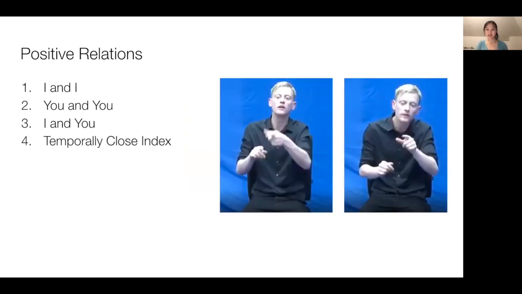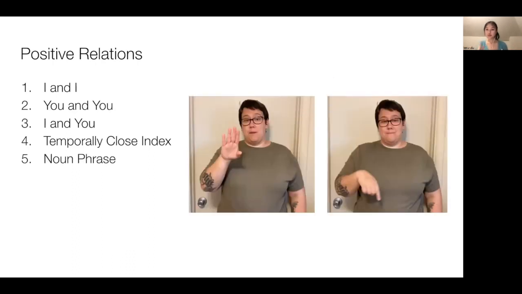Temporally closed index, where the two signs are indexing signs produced by the same signer and they have less than 10 signs between them. Noun phrase, this is when an indexing sign has no other indexing signs within the previous 10 signs, and then this is indicated as maybe coreferent to the temporally closest previous sign, that is a sign that is not a verb produced by the same signer.